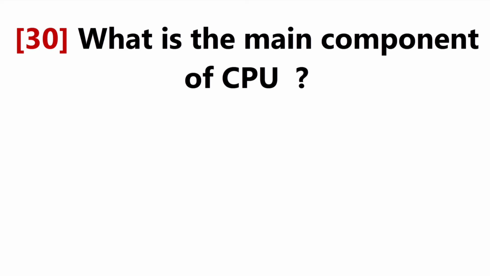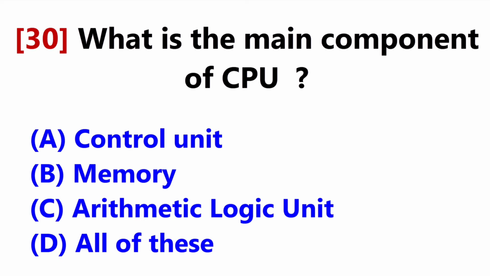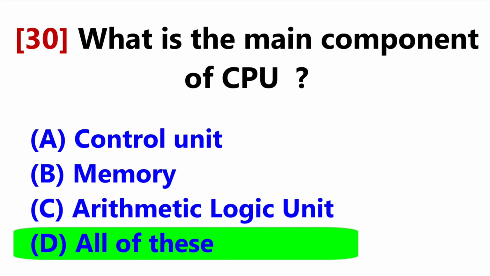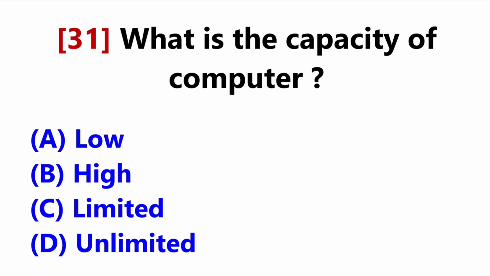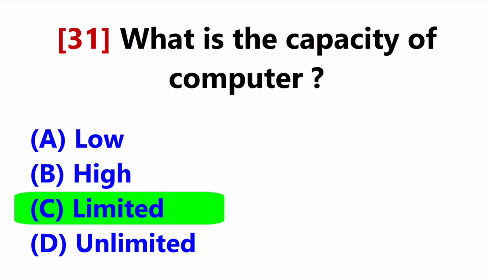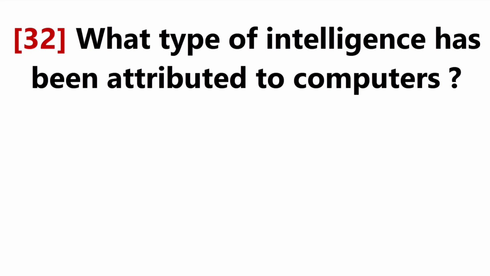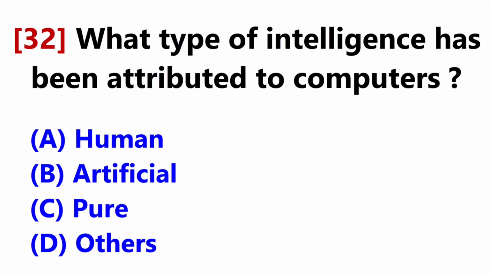What is the main component of CPU? Answer option D. All of these. Control unit, memory, arithmetic, logic unit. What is the capacity of computer? Answer option C, limited. What type of intelligence has been attributed to computers? Answer option B, artificial.